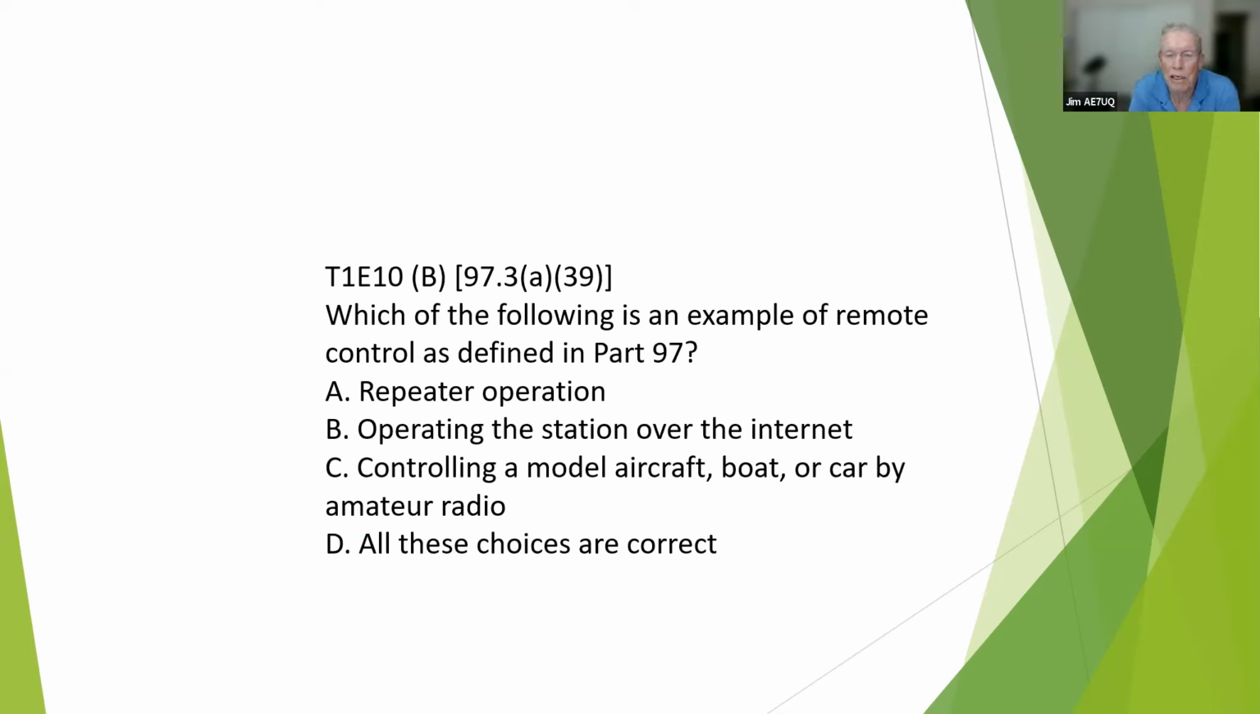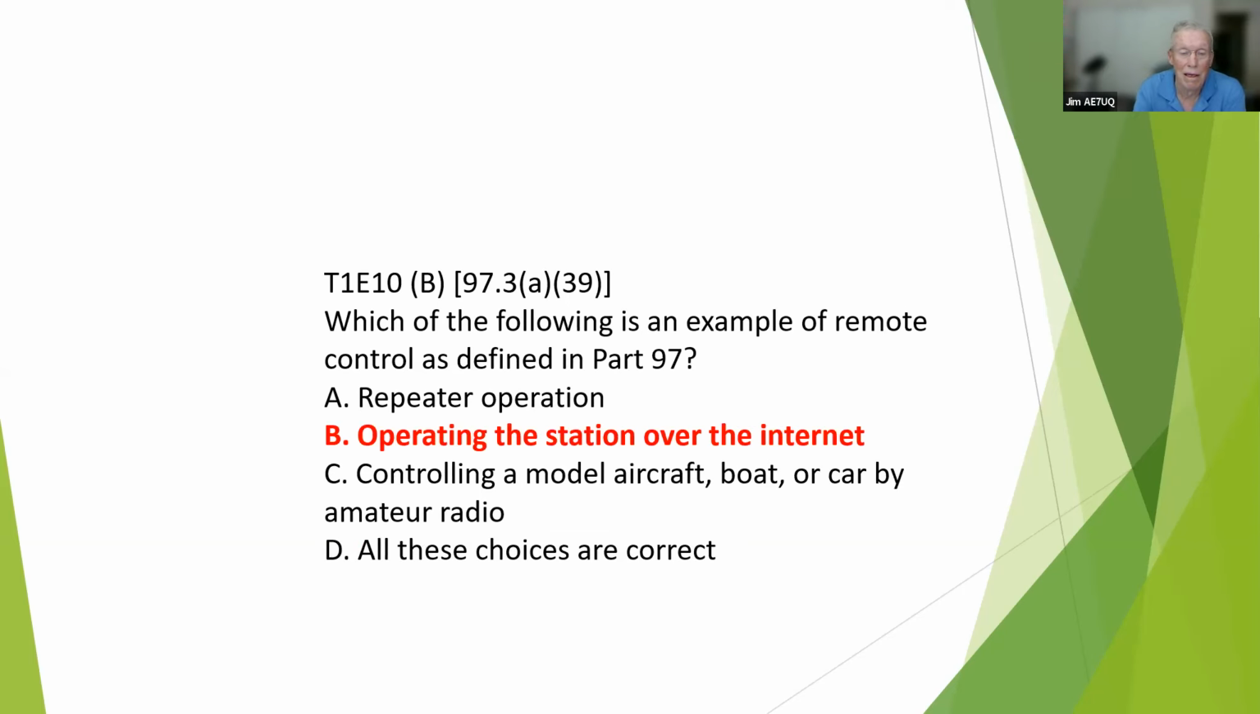Which of the following is an example of remote control as defined by Part 97? As you recall, all of the amateur radio rules of the FCC are what we call Part 97. Excuse me, I said Part 99, Part 97. Operating the station over the internet. Most of the ways to operate remotely involve the internet, and so that's one of the things that is covered under the FCC rules. Now, obviously, they wouldn't have been controlled 50 years ago.